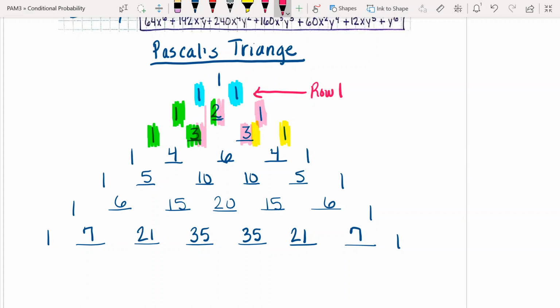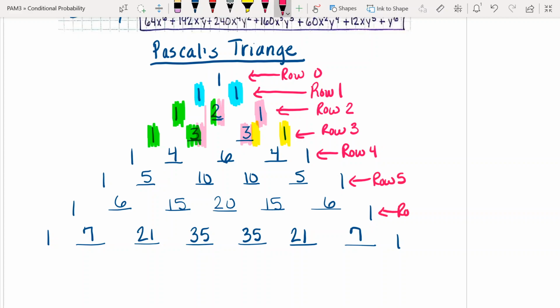The second one down has 2 things. 2 things can make a row. Now, if you want, you can call this row 0. And then we're going to go down from there. This is row 2. This is row 3. We could have continued this triangle for a long time if we wanted to. We went all the way to row 7.